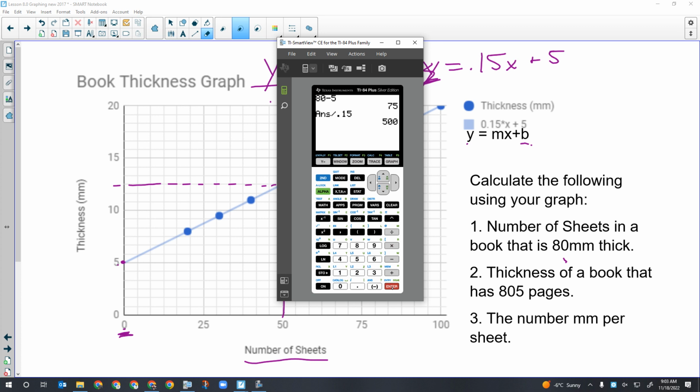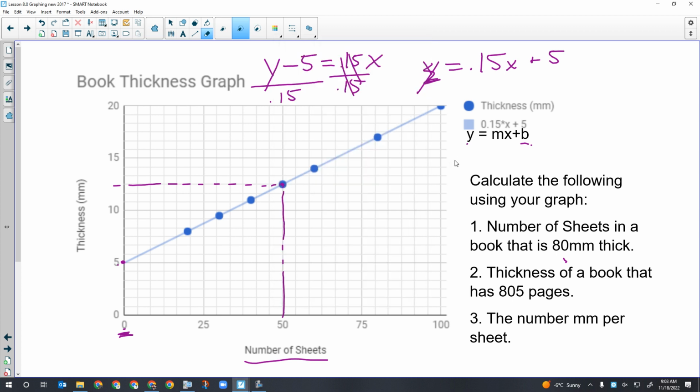All right, now remember I said you have to do the top and then divide by the bottom. If you put it all in a line, you don't get the same number, right? Because your calculator does order of operations and you don't want it to do that. Right? So make sure you do it in the order you manipulate. Okay, see if you guys can solve number 2. You're looking for the thickness of a book that has 805 pages.